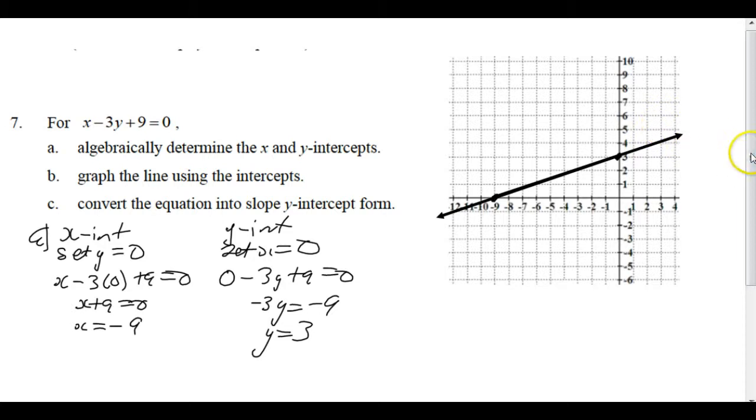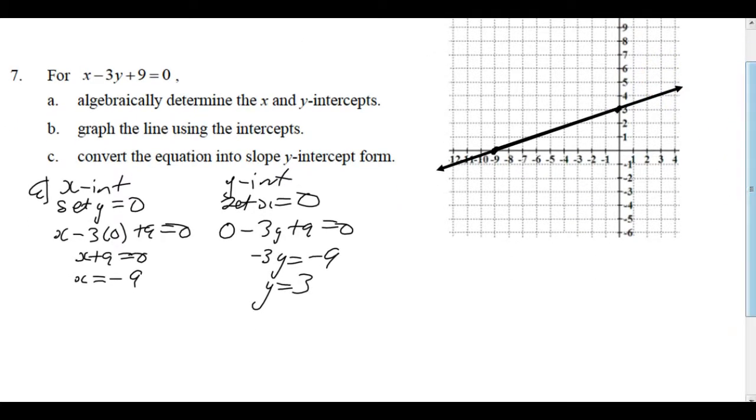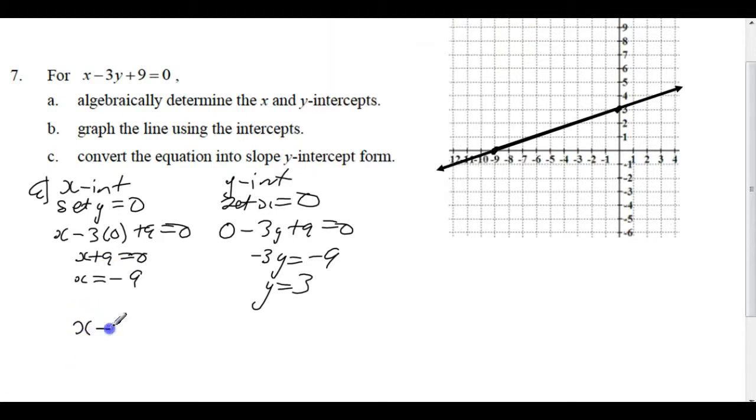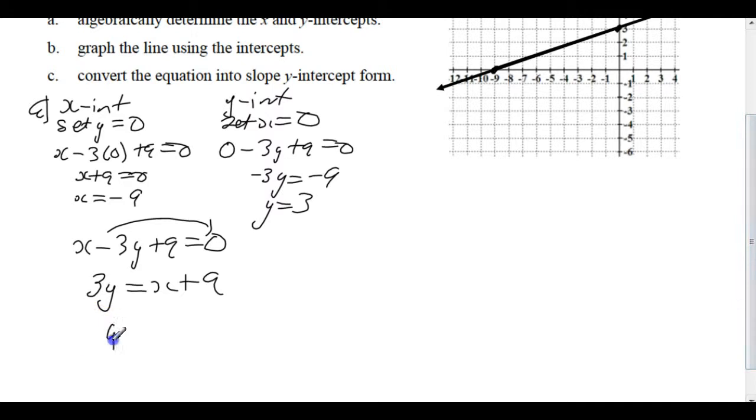Convert the equation to slope y-intercept form. So we need to go back to a pen, and I have to keep changing my line style. So x minus 3y plus 9 equals 0. I need a positive y, so that's positive 3y, and that just leaves the x plus 9, right? And so y is equal to 1/3 x plus 3, right? Divide both sides by 3. 1/3. Not a very nice 3. Let's clean that up.